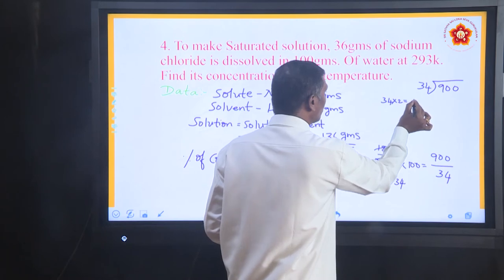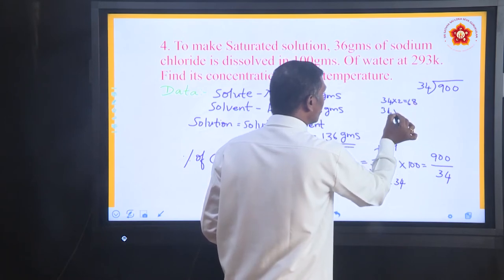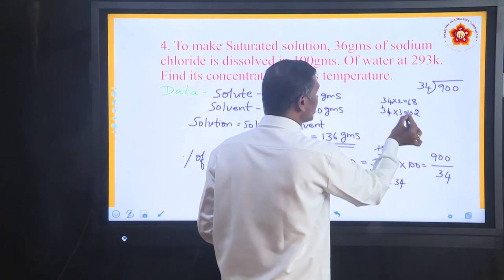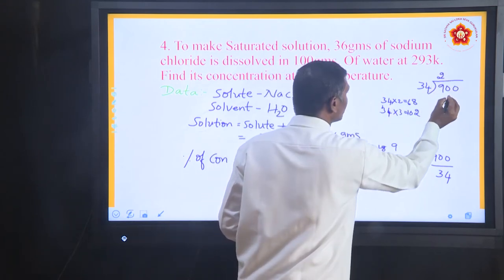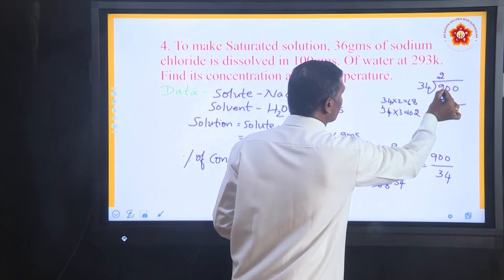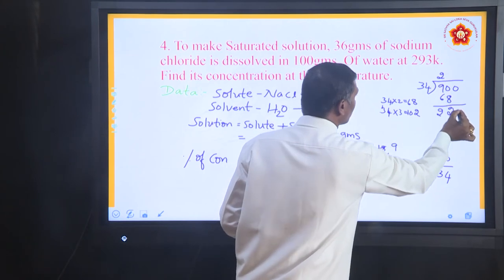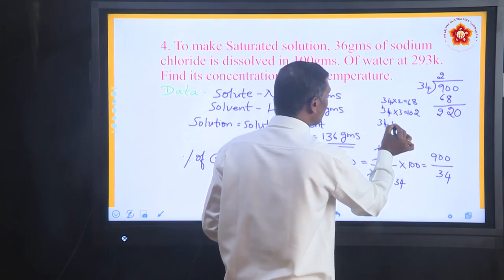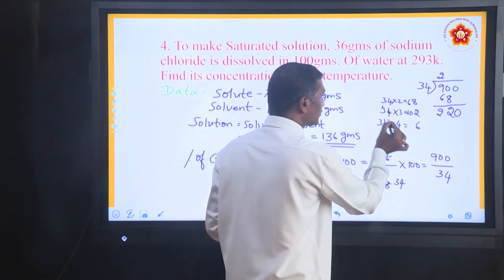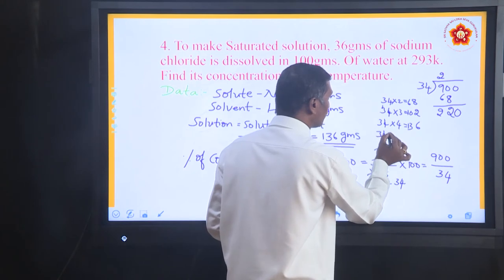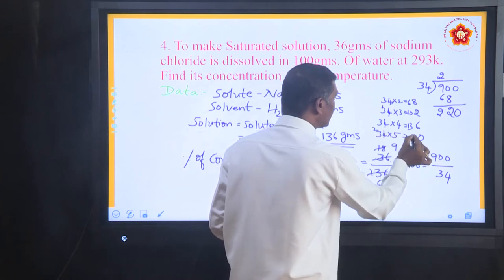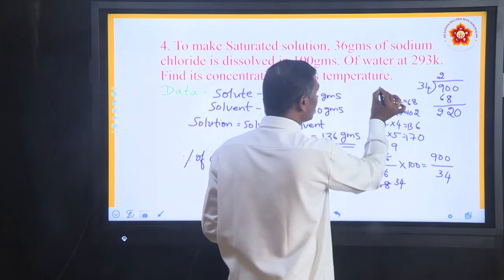34 into 2, 2 fours are 8, 2 threes are 6. 34 into 3, 3 fours are 12, 2 carrying 1, 3 threes are 9 plus 1, 10. So it is greater. So 34 twos are 68. 8 minus 6, 2. So that 0 is here. Now 34 into 4, 4 fours are 16, 4 threes are 12, 12 plus 1, 13. 34 into 5, 5 fours are 20, carrying 2, 5 threes are 15, 16, 17. You make further.